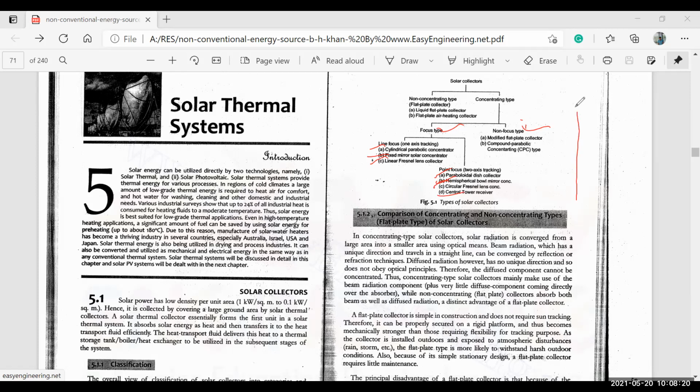Central tower receiver is like this. This is your tower, and all the mirrors would be placed at an angle such that whenever sun rays fall, they would be reflected at this particular point. It is your plane in a cylindrical side. So these would be your mirrors, reflecting and focusing at this particular point. That's why it comes under point focus.